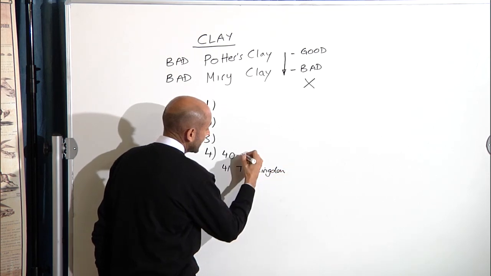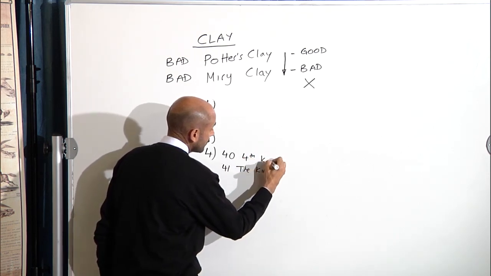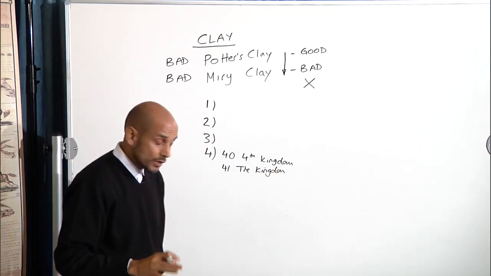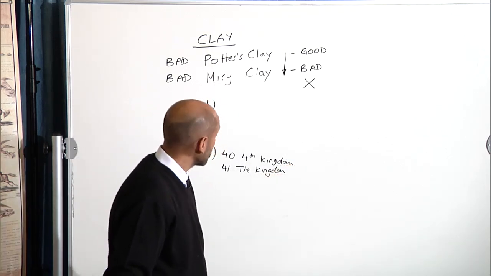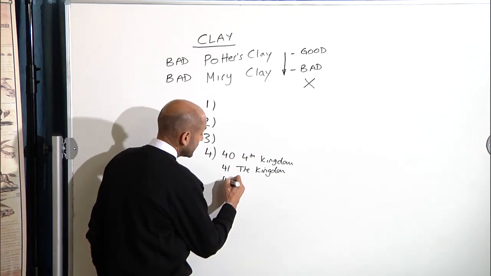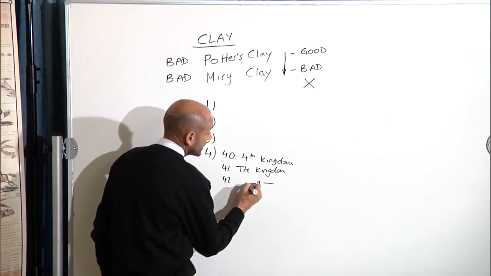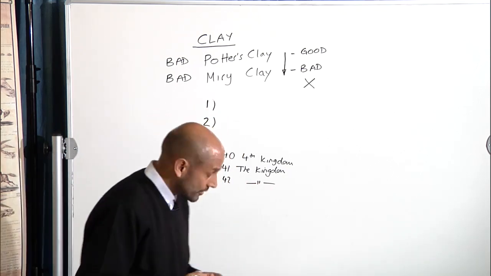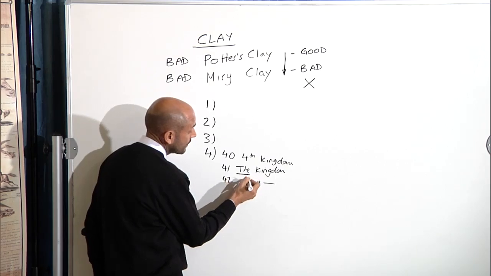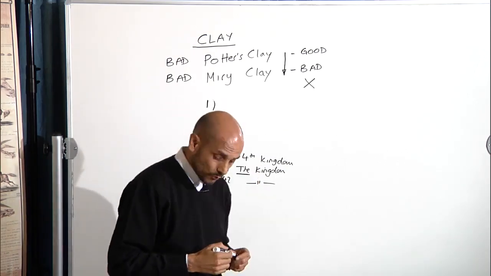And in verse 40 it said the fourth kingdom. So whatever we're going to see in verse 41, we know it's talking about the same kingdom as verse 40. And verse 42 says the same. It says "the kingdom." The "the" indicates the definite article, which refers us back to verse 40. So verses 41 and 42 are going to take us back to verse 40.